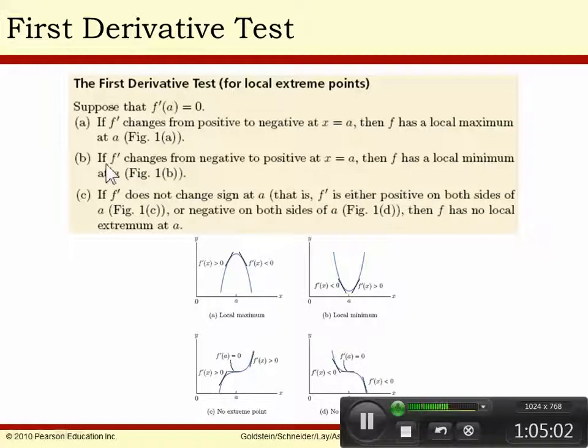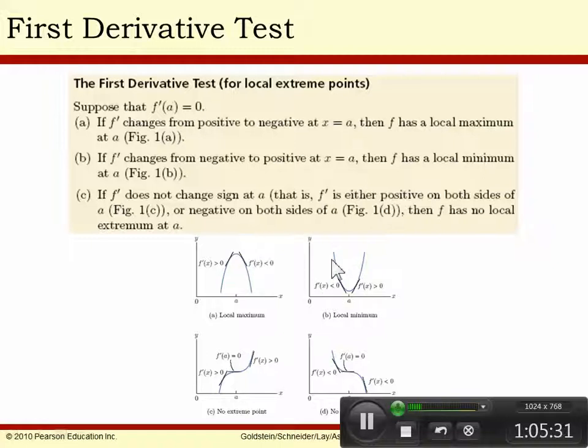Let's look at B. If f prime of x changes from negative to positive at x equals a, the function has a local minimum. So let's look at the graph over here. So what is the derivative at a? So this is the point A. What is the derivative at a? 0. We're at the bottom of the hill, right? Or the top of it's flat over here. We're flat over here, the derivative is 0. It's flat over here also, the derivative is 0.